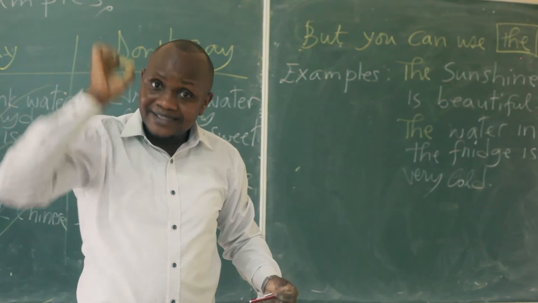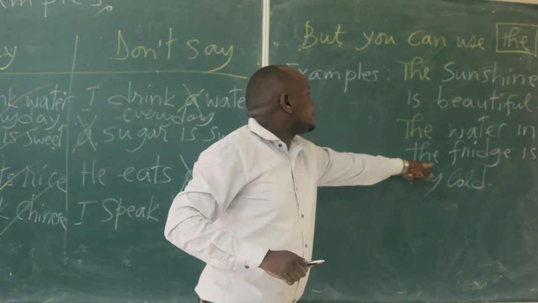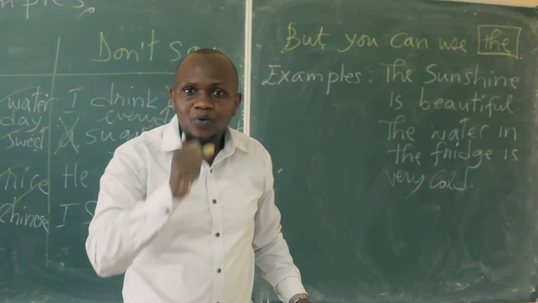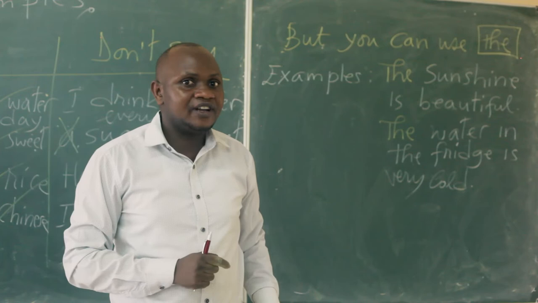Good. The water in the fridge is very cold. Yeah, that's a very good sentence. Harusha wavuga uti, the water in the fridge is very cold. Amazi ari muri firigo arakonje cyane. Yeah. But don't say a water in the fridge is very cold.